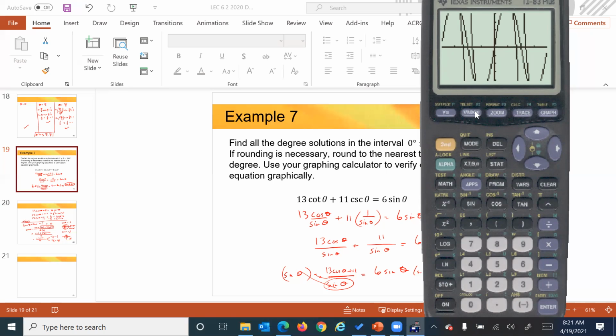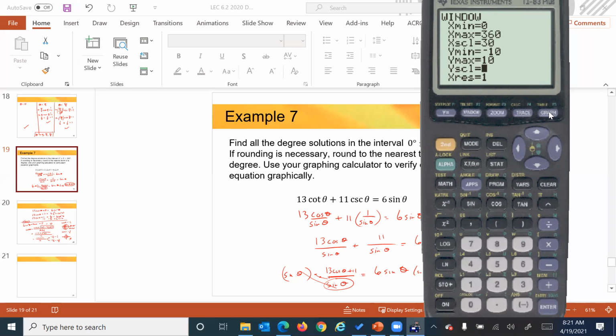So now let's go to window. Window's going from here to here. Okay, let's go from 0 to 360, and the tick marks are at 90. It doesn't really matter here, but I can make them 30 degrees on the tick marks. This one we have to expand out a little bit, so let's go negative 10 to 10. Let's go standard and see what comes of this.